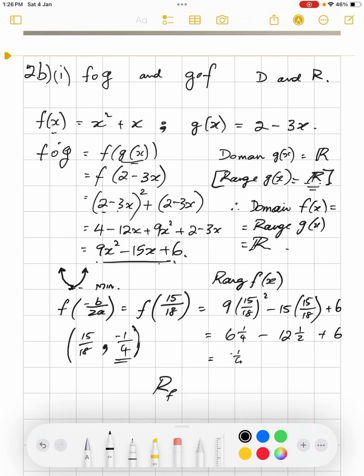Now negative 1/4 means the range of f is the set of all y values which are elements of the real numbers, such that y has to be greater than or equal to negative 1/4, because that is the minimum point. So our range is everything from negative 1/4 and up, and our domain, and I think that should be sufficient.